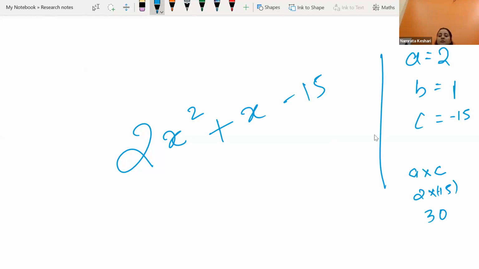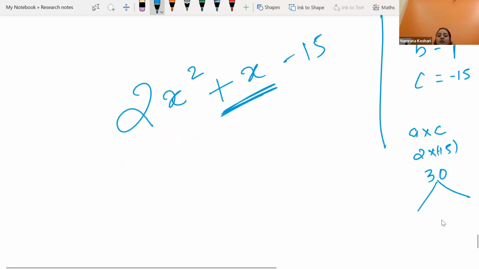Now we will try splitting this 30 using two numbers which, added or subtracted, will generate 1, because our middle term is 1x. So which two numbers can we use for splitting this 30? 6 and 5. Yes, 6 times 5 is 30, and 6 and 5 subtracted together will generate 1. Now we want to generate 6x and 5x. We already know x will be there, but plus x we want to create.